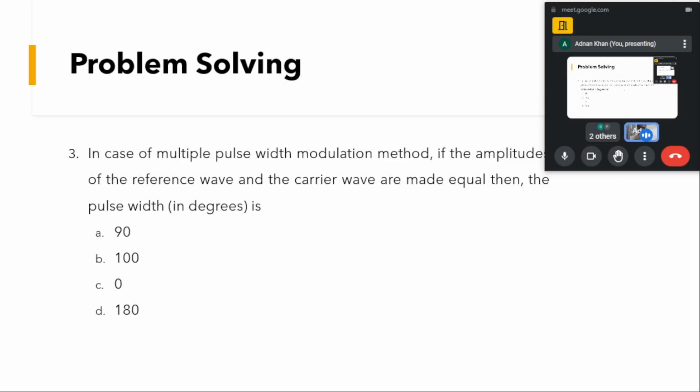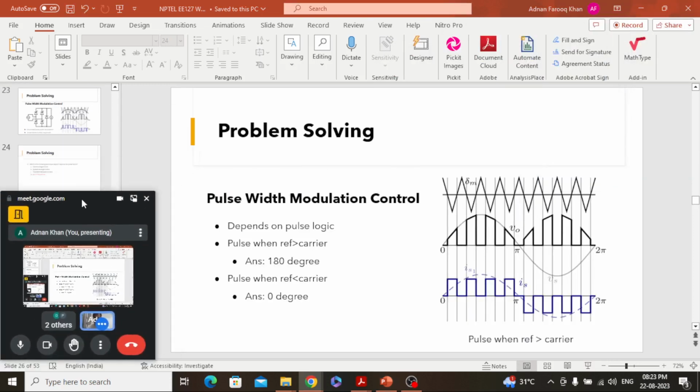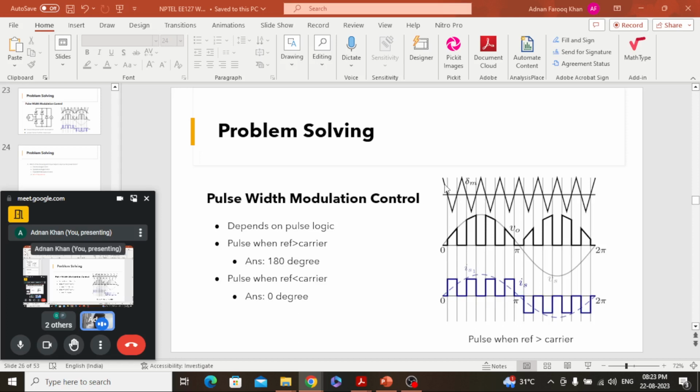So we'll see this question. What we are told here is, in case the amplitude of the reference wave and the carrier wave are made equal, this is the carrier wave, this is our modulating wave, this is the peak amplitude of the carrier wave, and this is the amplitude of the modulating wave. We know that for our switching, the logic is such that when this modulating wave is higher, we turn on our switch, and when it is lower than this triangular wave, we turn off our switch.